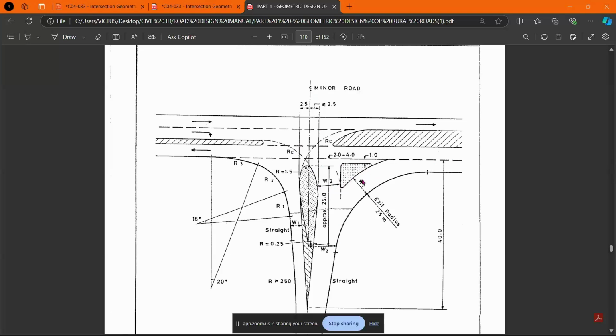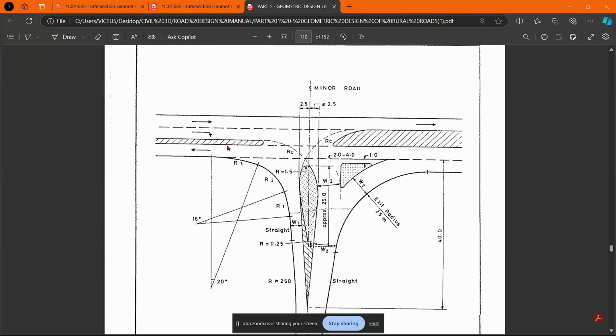moving from the major road, you don't use the three centered arc or curb return. That is very important. When you are providing the ghost island for incoming traffic to the minor road, that is traffic that is moving from the major road to the minor road, you do not use the 3-centered arc for your curb return.